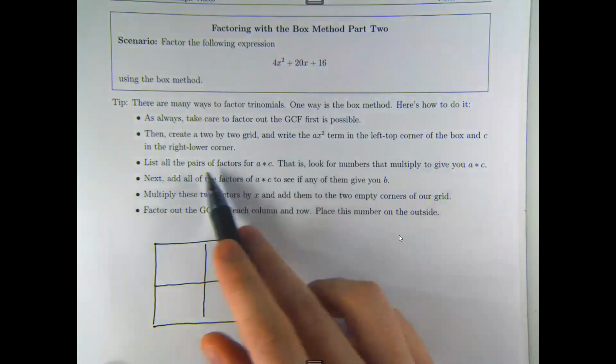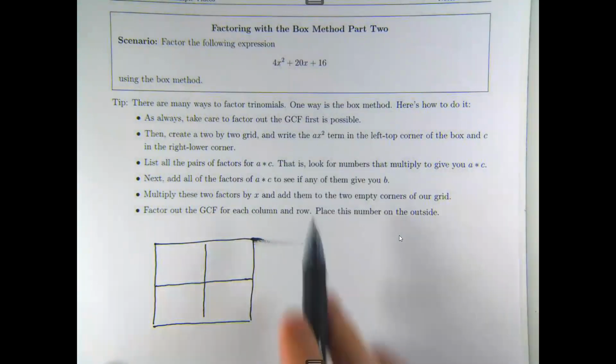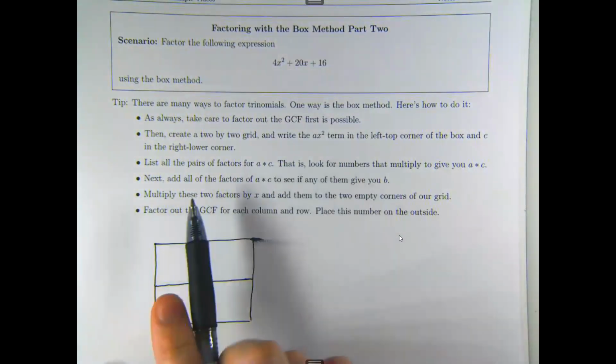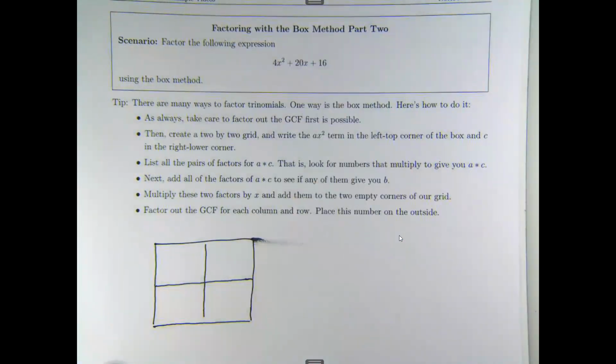I'm going to find all the pairs of numbers that multiply to give me the a times the c. And I'm going to look for any of those that add up to the middle number b. So let's go through that process here.